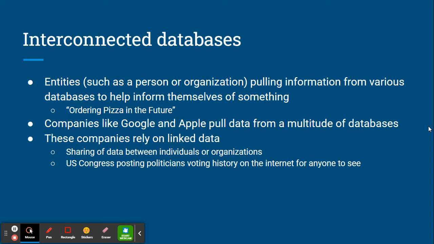Companies like Google and Apple constantly pull information from these databases, and these companies rely on linked data to do this. Linked data is the sharing of data between individuals or organizations. An example would be for the United States Congress to be posting a politician's voting history on the internet for anyone to see. That is information that they are sharing.